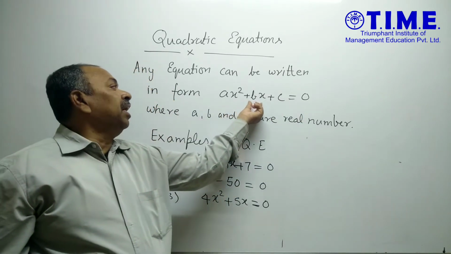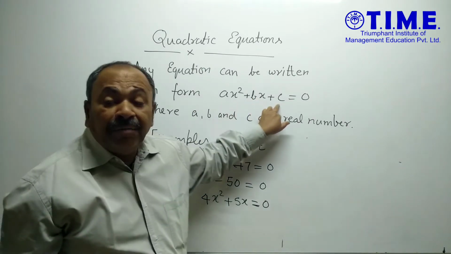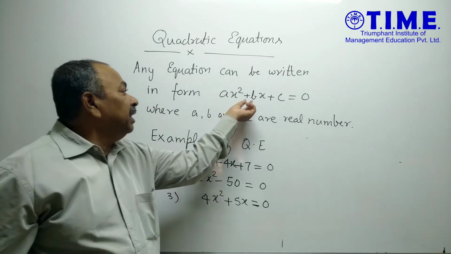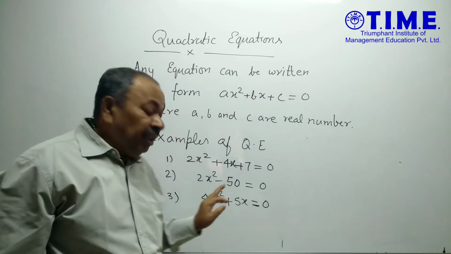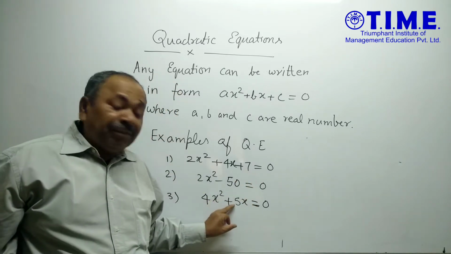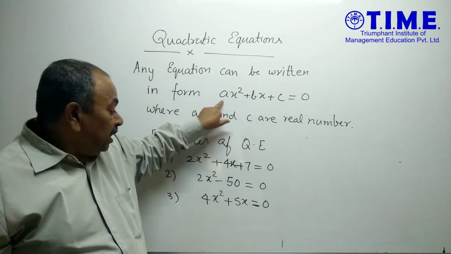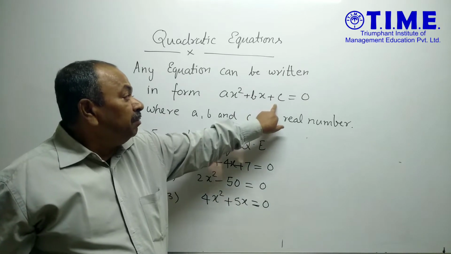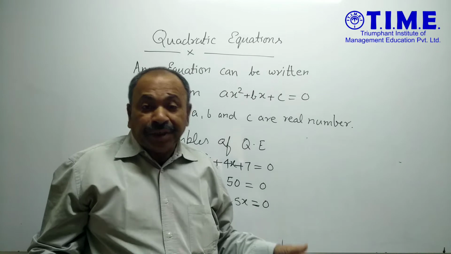Here it is also in the form ax square plus bx plus c is equal to 0. Here the middle term is not available. I have already said a, b, c are real numbers, so the value of b here is 0. In the third example, we are discussing 4x square plus 5x is equal to 0. Here a is 4, b is 5 and the constant term c is 0. So this is also a quadratic equation.